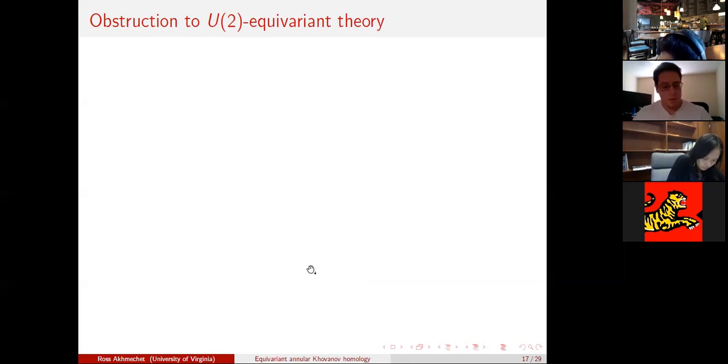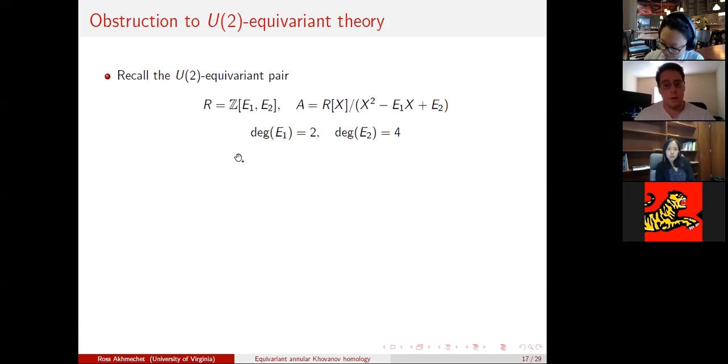Okay, so I'm going to do this slide and then I'll take a break. Why did I bring up the U2, why did I bring up these two equivariant link homologies? I want to give a reason for why the U2 one, maybe the more familiar one, doesn't really work with the annular homology. So that's the content here. Here's the U2 equivariant pair, ground ring, this defining relation in these degrees.